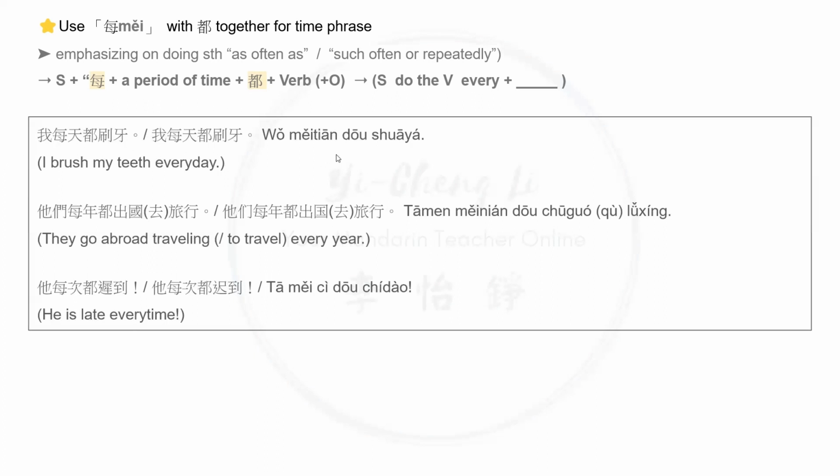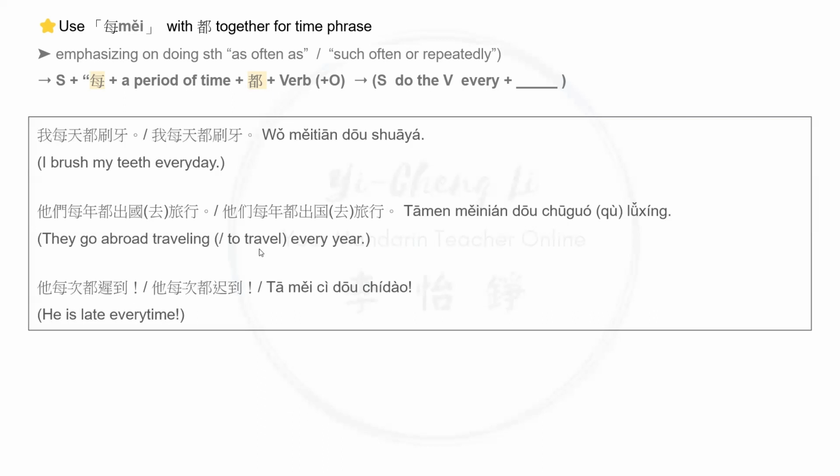我每天都刷牙。Next one. 他们每年都出国去旅行。So the base of this sentence is they go abroad to travel. 他们出国去旅行。They go abroad to travel, or they go abroad traveling. And then now we want to add into our time phrase 每年. So it becomes 他们每年出国去旅行. They every year go abroad to travel.